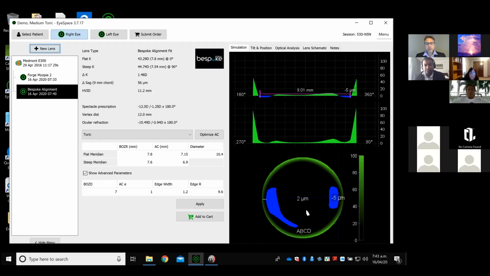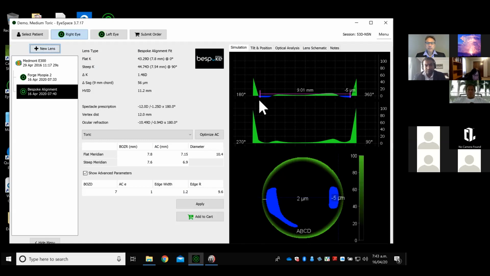So what Jagroot's showing here is the default lens that iSpace designed. So again, if you look at the top box of the cross section there, you can see the central back optic zone radius sitting there with a slight tear film thickness of 2 microns in the general area. The blue then again represents that alignment curve.